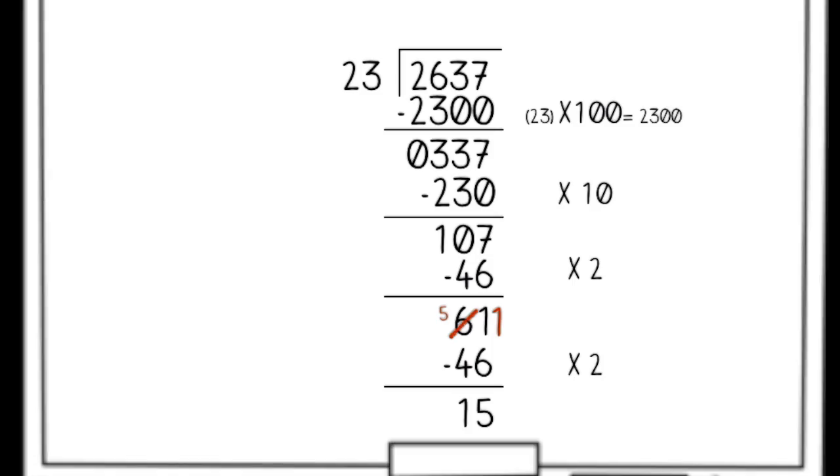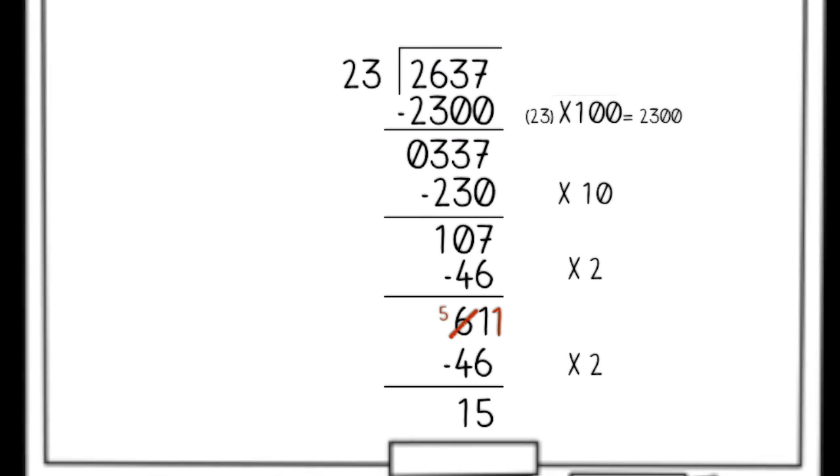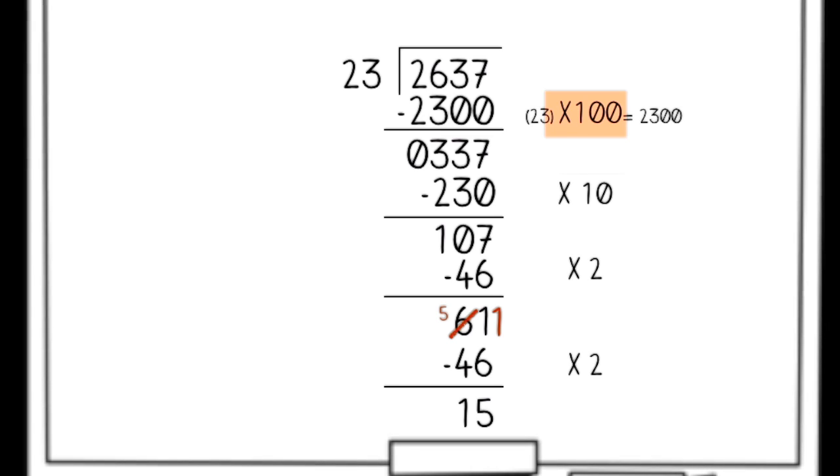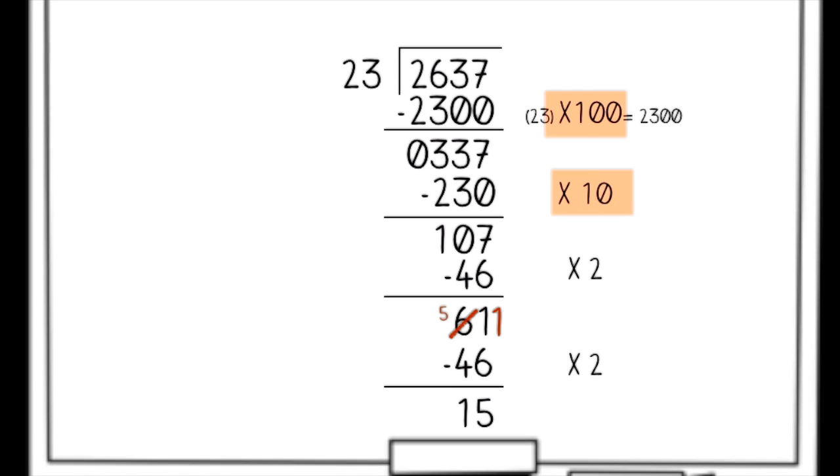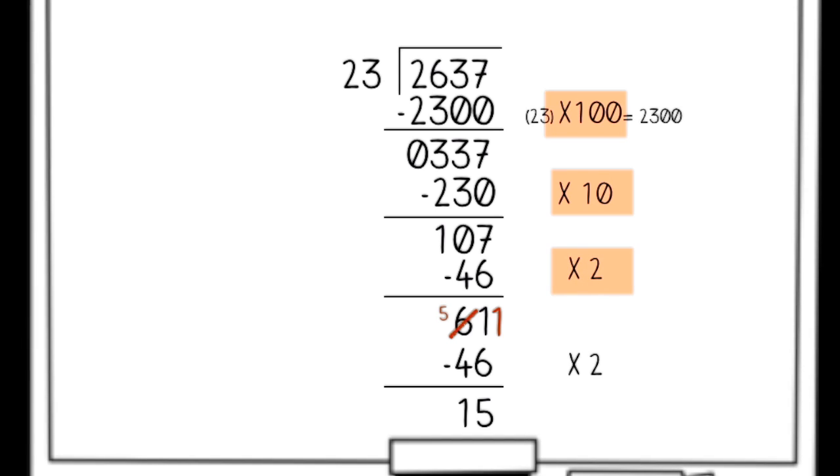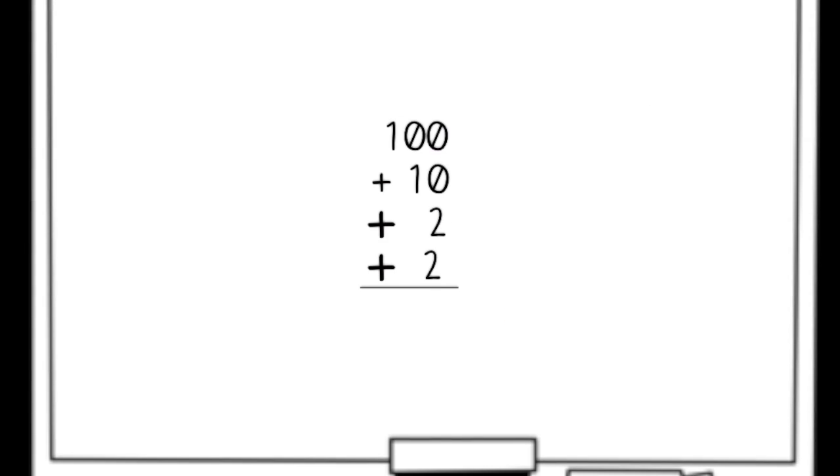But what is our answer? To find out, we need to take all of the groups that we made and add them together. So we started off with 100 groups of 23 to fit into 2,637. We need to add the next set of groups that we made, so we made 10 groups of 23 to fit into 337. Then we made 2 groups of 23, and we made 2 groups of 23 again. When we add all of these groups together, we get 114 groups of 23.